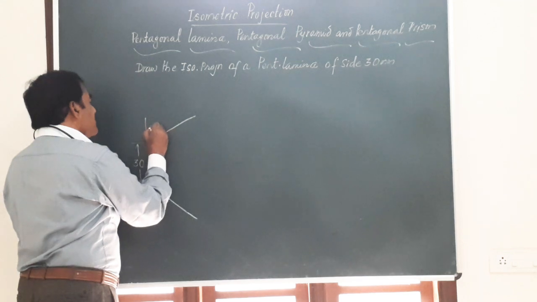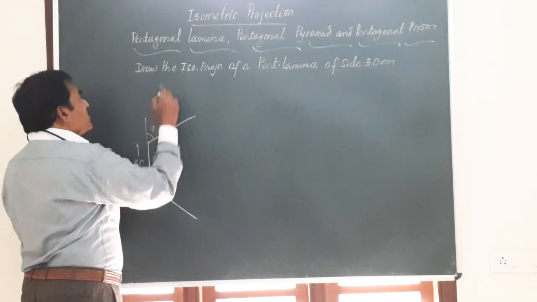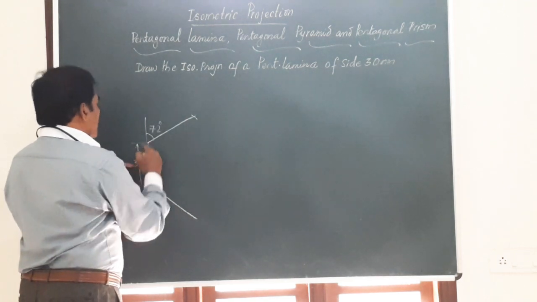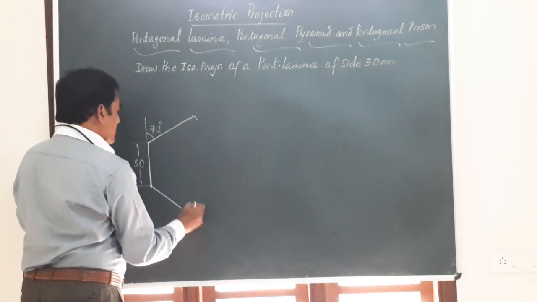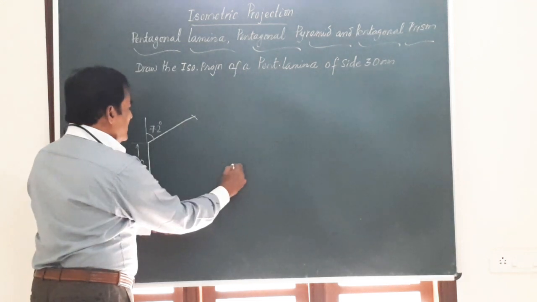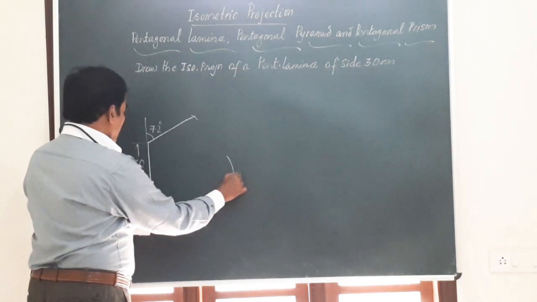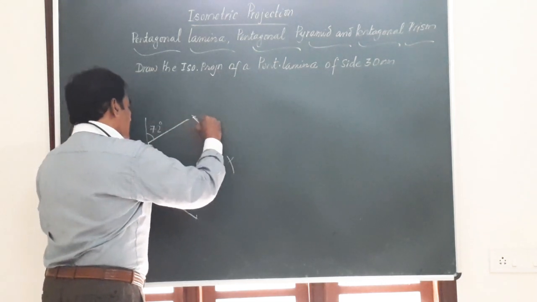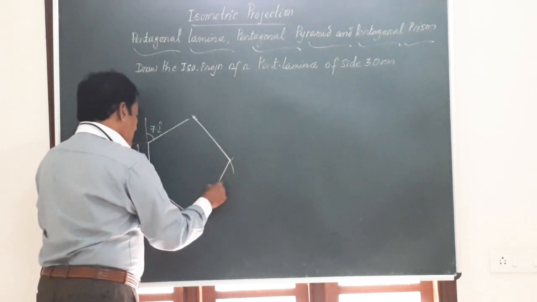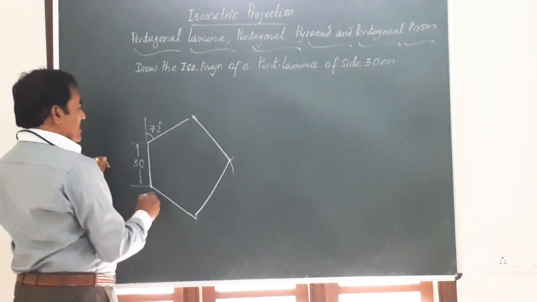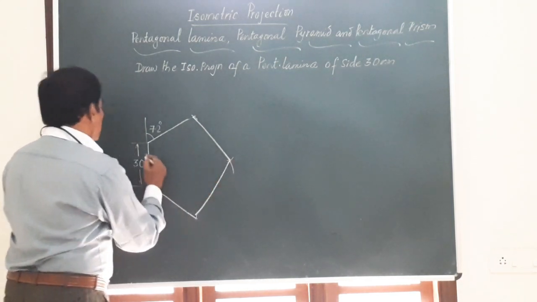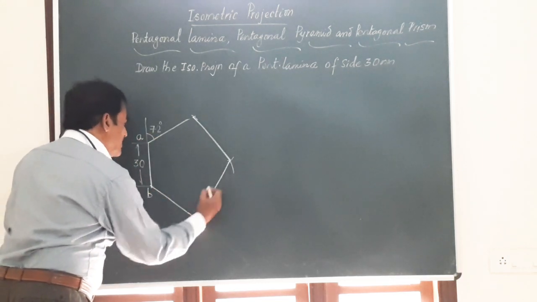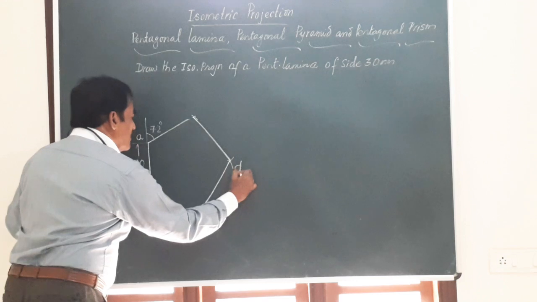Because all this I have taught you in the chapters on projection of solids. Again cut this at a length of 30 mm. Again here. Then with this as center, radius equal to 30 mm, draw an arc. Again with this as center, same radius, another arc. So you are going to get the pentagon, a five-sided figure. And let me mark these corners as A, B, C, D and E.